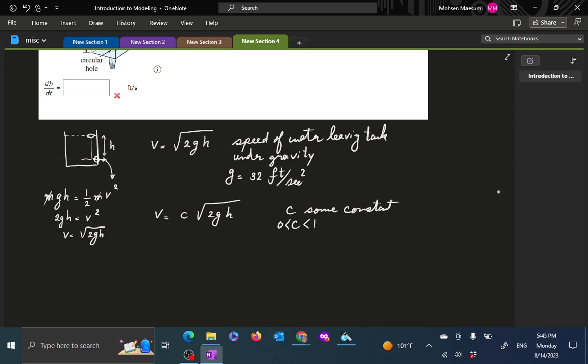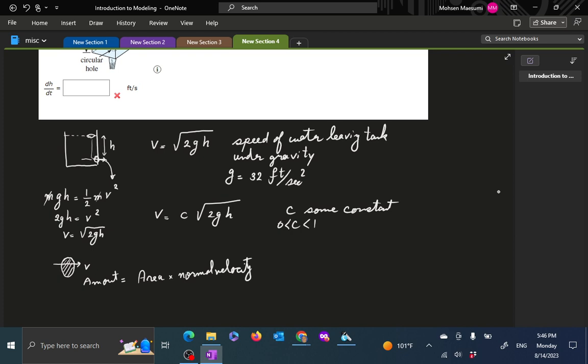Okay, this is the velocity. Now, how much water is actually coming out? Well, how much water comes out depends on the size of the hole. The bigger the hole is, the more water is going to come out. So if you have a hole and water is going through it at a velocity v, then the amount of water that goes through the hole is the area times the normal velocity.